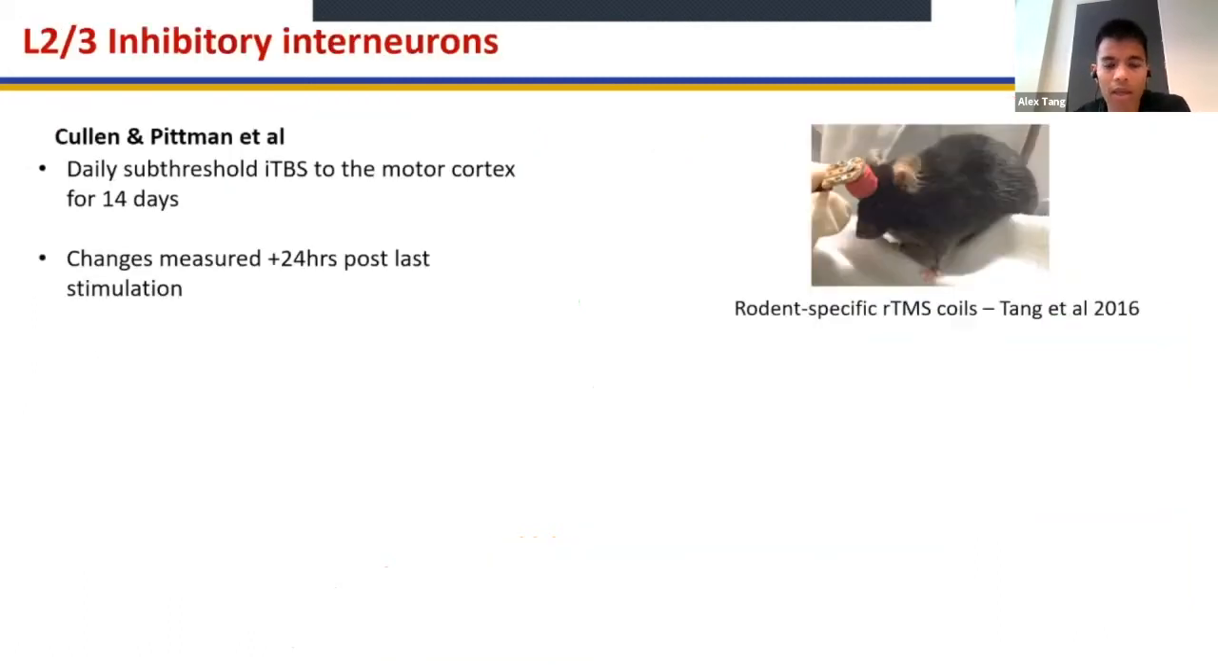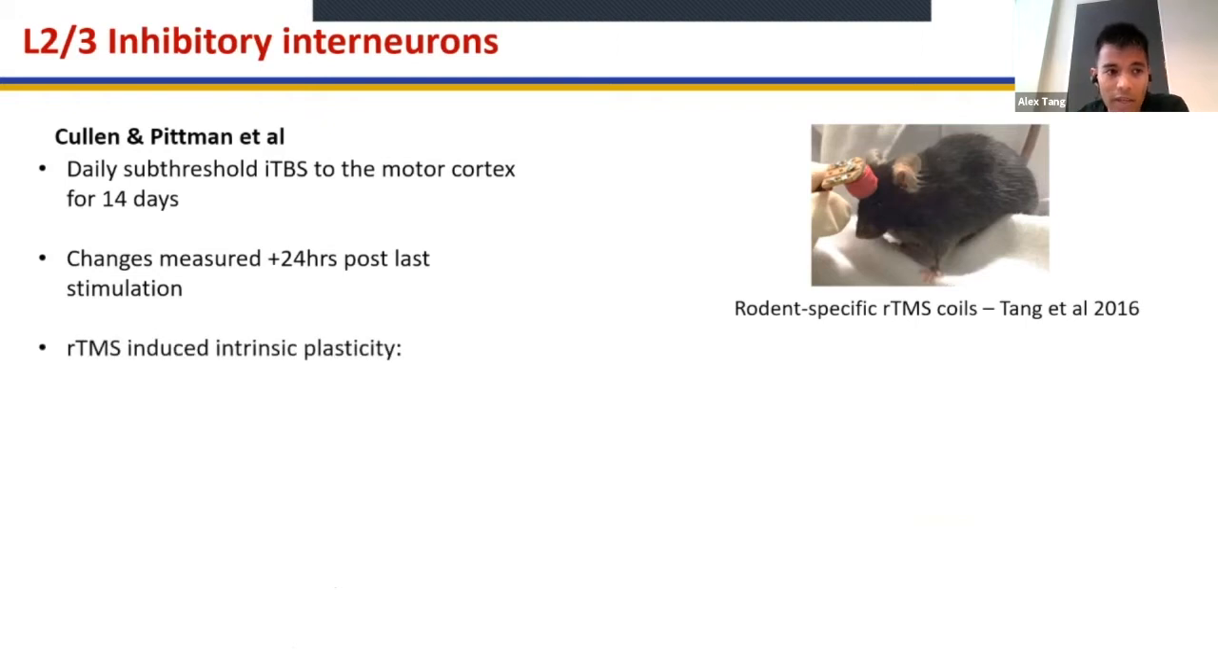So the first study I want to cover, which is still ongoing, is some work done by Carly, who's going to talk about her glia work next. But basically, Carly took the mouse TMS coils I built to stimulate the motor cortex with iTBS daily for 14 days. And then she measured changes to intrinsic plasticity 24 hours post-stimulation relative to control.